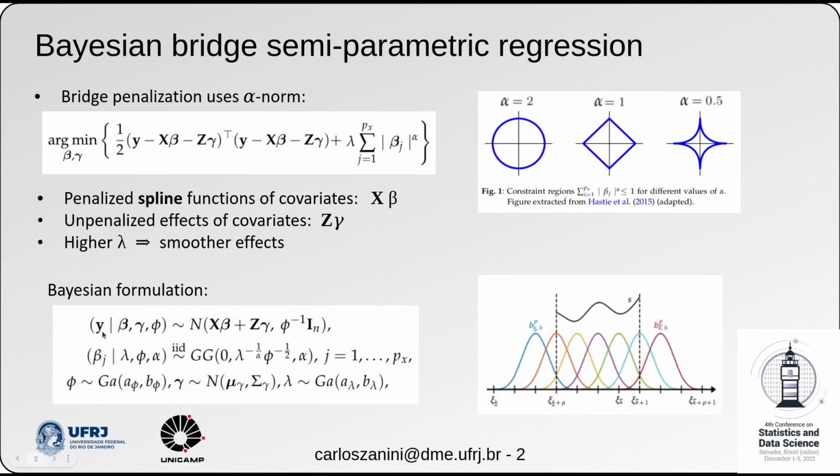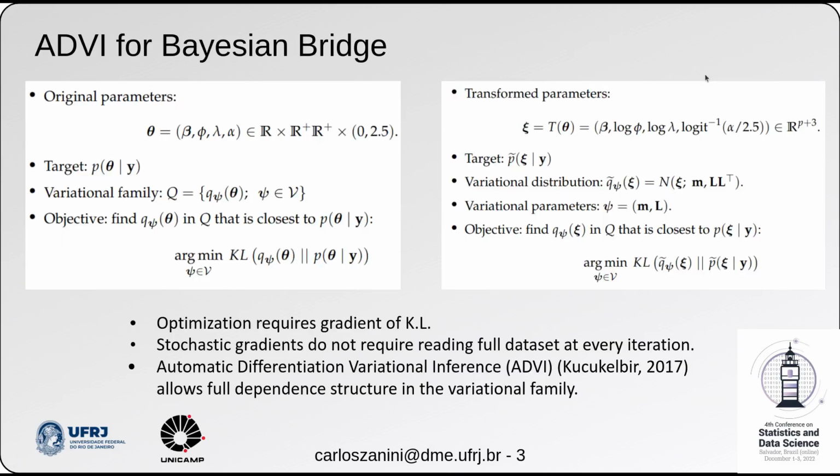Here's the Bayesian formulation, which assumes a Gaussian distribution for the likelihood, and for the prior on beta, we have a generalized Gaussian. And here is the other part of the prior, all supposed independent here. We propose using a variational inference technique called automatic differentiation variational inference by Kucukelbir 2017.